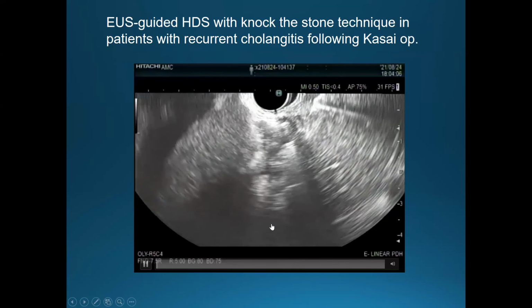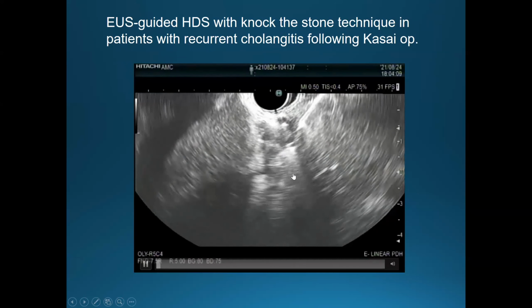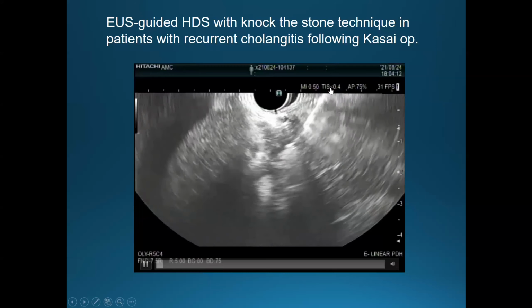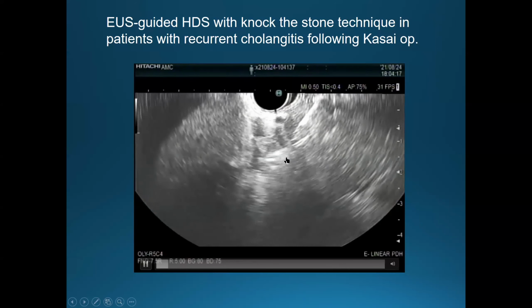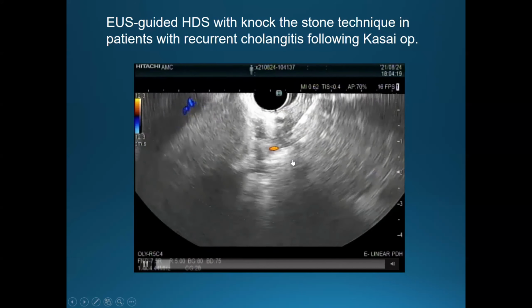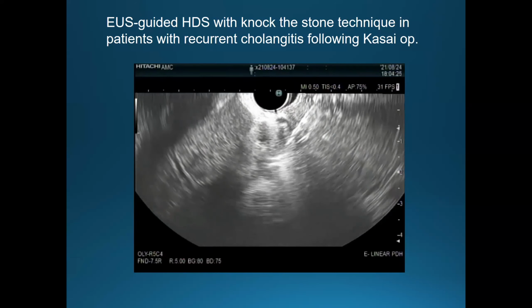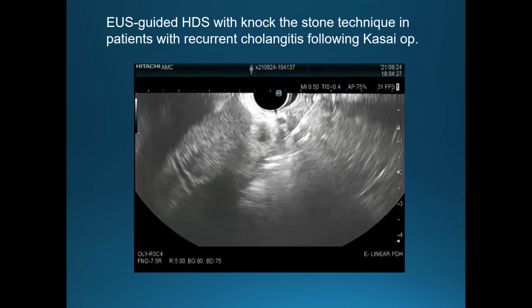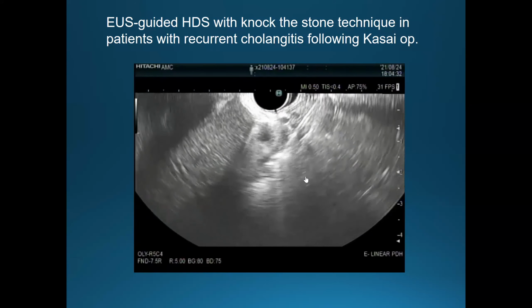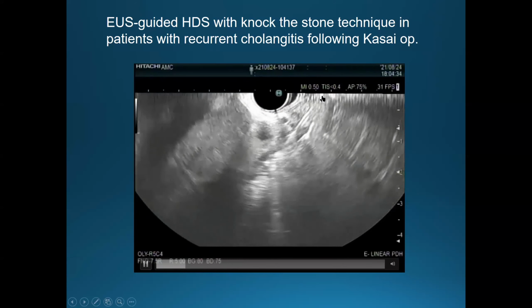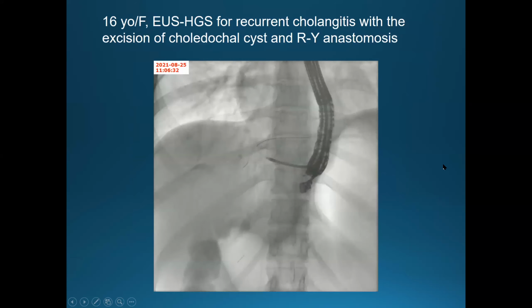So let me show the EUS findings. As you can see, there is a stone here, but it's very far away from the needle, and we just touched the stone with the needle. Then here is the stone. We can use the 22 gauge needle and a very thin guide wire. Then we change the guide wire through the RAM balloon. Here's the knock-the-stone technique. Finally, we can perform the EUS-guided hepaticoduodenostomy with a dual flaps metal stent.